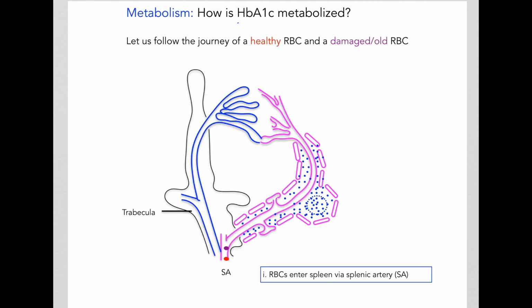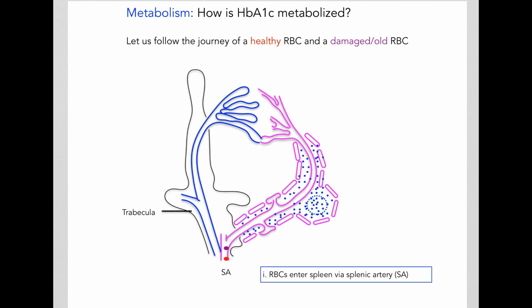Now let's see how hemoglobin A1c is metabolized. And to do this, we will follow the journey of a healthy red blood cell as well as a damaged or an old red blood cell. So we have a healthy red blood cell here and a damaged or an old red blood cell through this organ called the spleen. So let's see what happens to a healthy as well as an old or damaged red blood cell as it goes through the spleen.